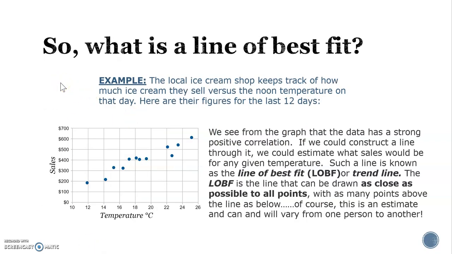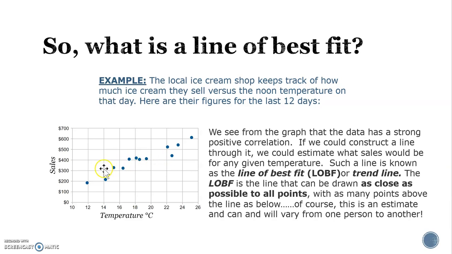Let's look at another example just to get a better idea. Let's say that the local ice cream shop keeps track of how much ice cream they sell versus the noon temperature on that day. Here are their figures for the last 12 days. So they graphed the data, and over the course of that 12 days, they looked at the temperature in Celsius and their sales. Now, we would definitely say this has a pretty strong positive correlation because as temperature increases, sales are going up. If we could construct a line through this data, we could estimate what sales would be for any given temperature. For instance, at 21 degrees Celsius, we might say, hey, it's probably going to be about 450.